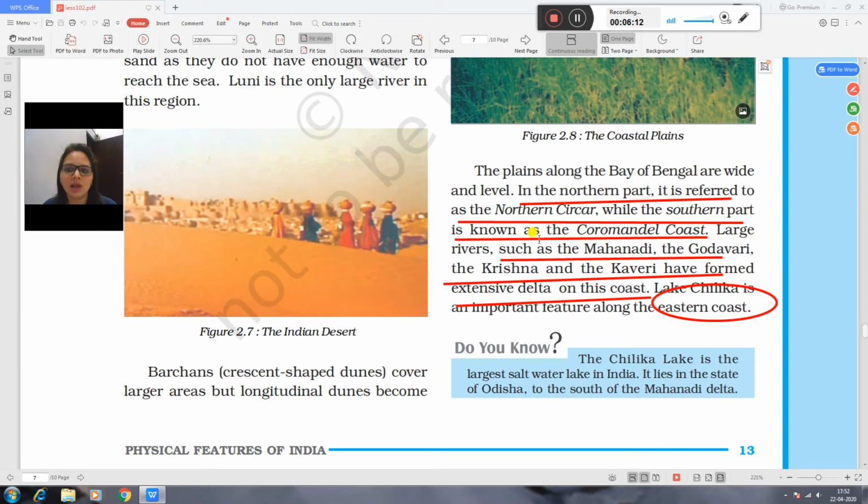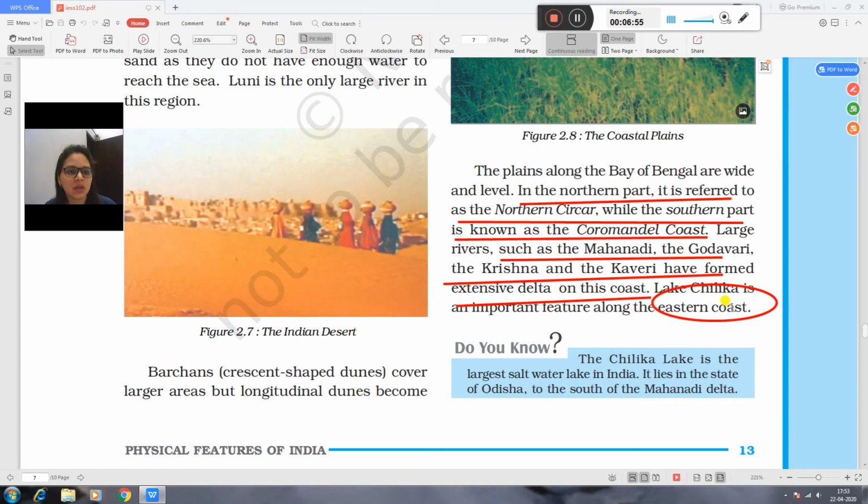The large rivers such as Mahanadi, Godavari, Krishna and Kaveri, always remember their names. These are the most important rivers in the south. They have formed extensive deltas on this coast, which means these rivers formed deltas. Chilka Lake is an important feature along the eastern coast. Always remember that Chilka Lake is found in Odisha.